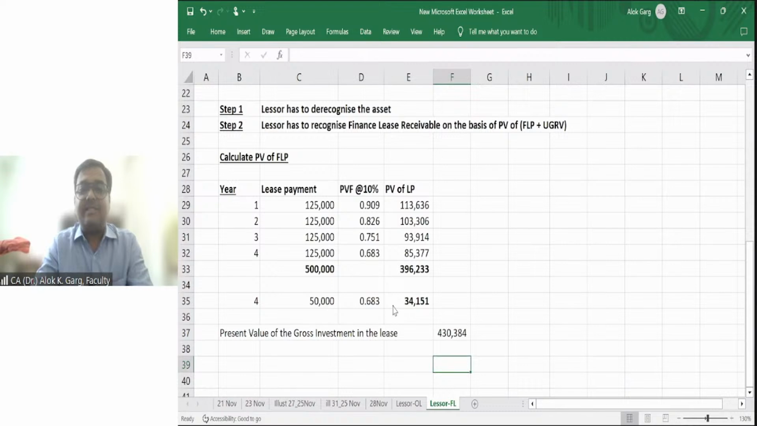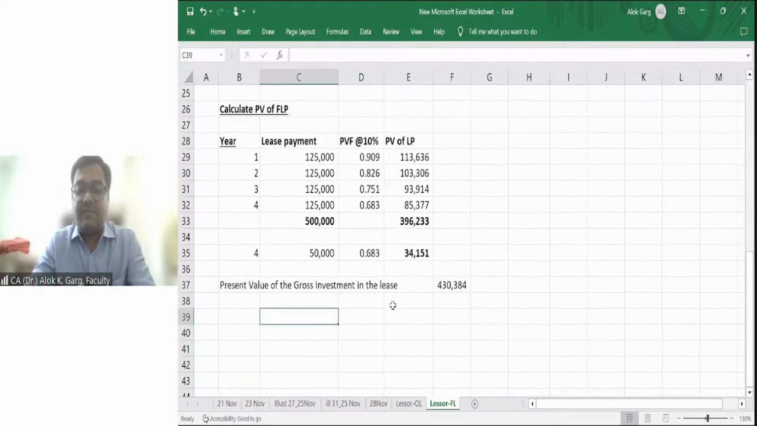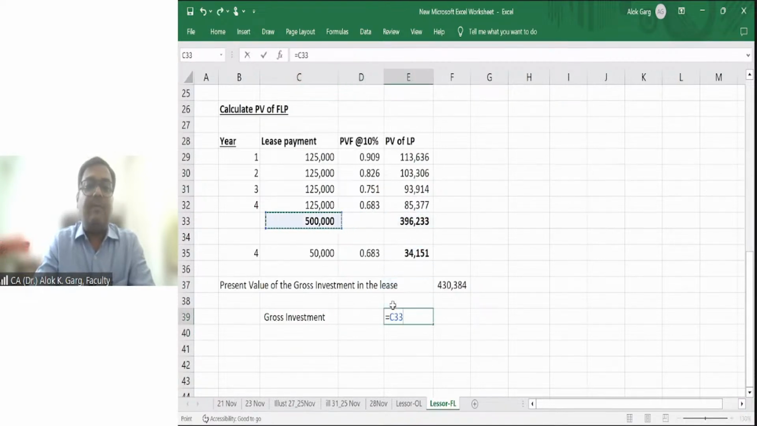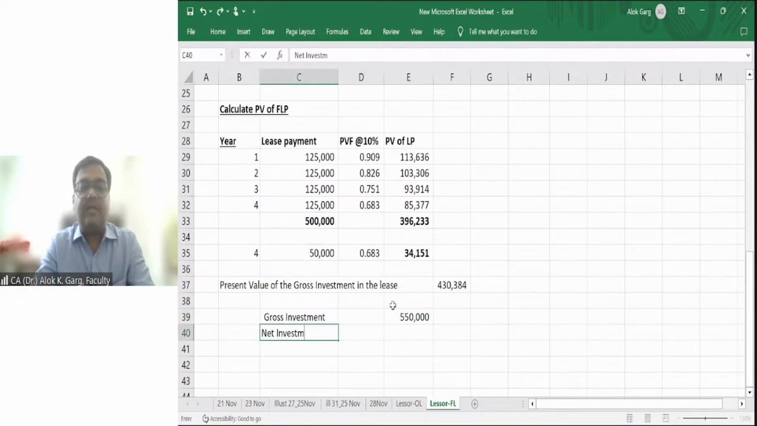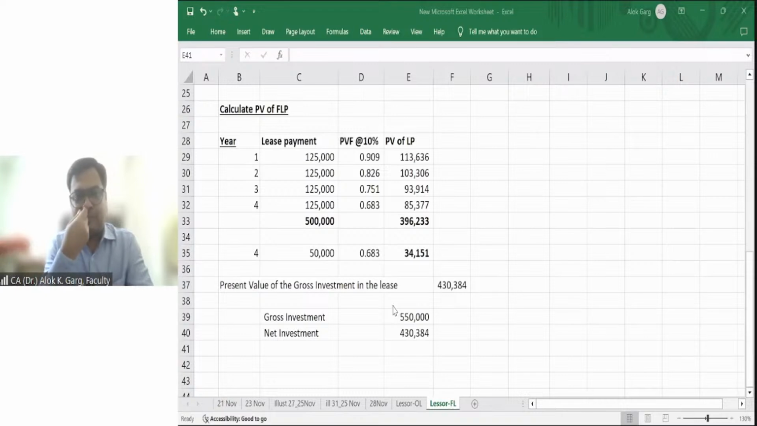And what is the gross investment in the lease? In this case, gross investment is 5 lakh plus 50,000. This present value is known as the net investment. What is net investment? It's a term which is used in the standard. It is 433.84. Is that clear?